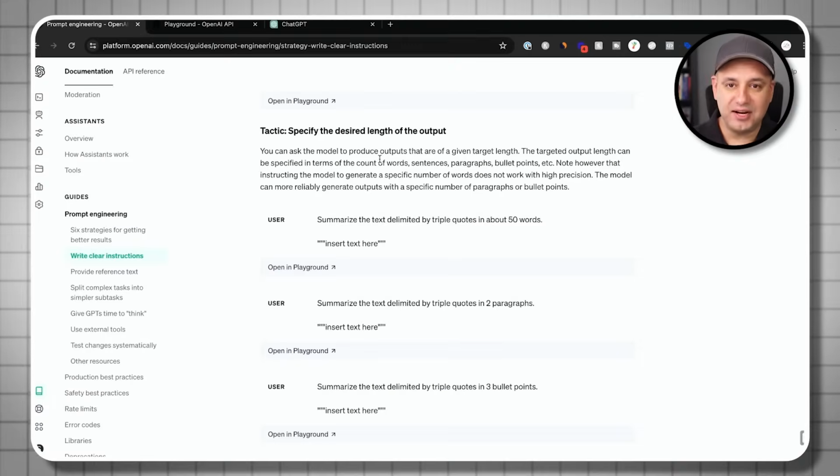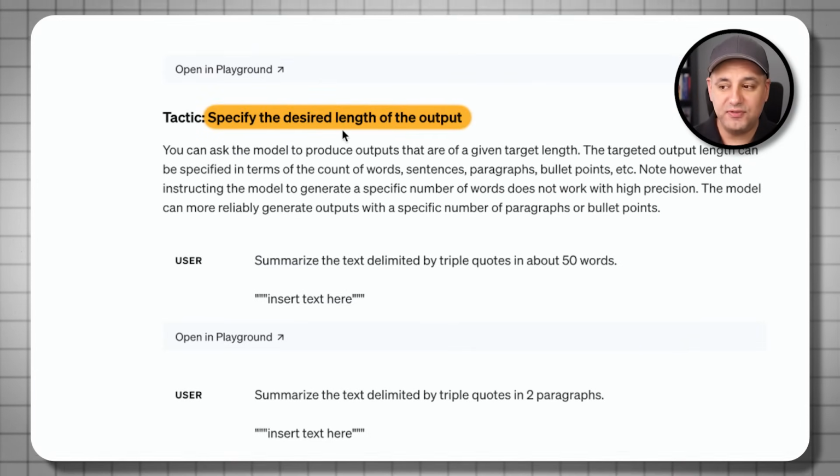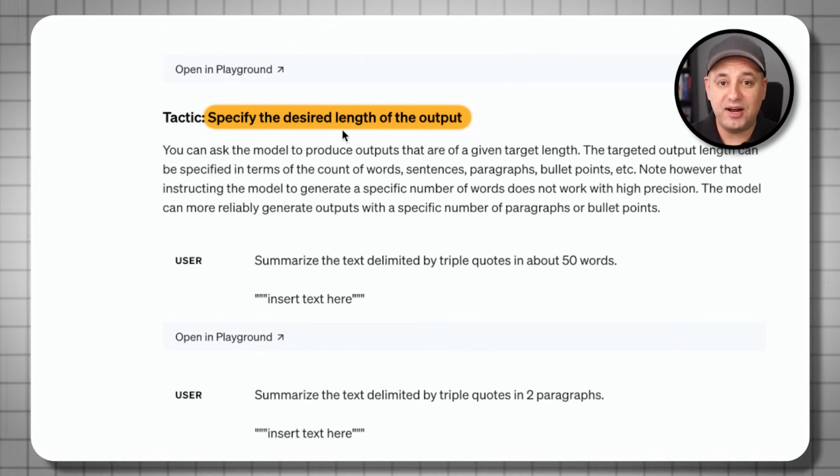Now, this next tactic a lot of people use already, but specify the desired length of the output. So if you don't give it any kind of instructions on what kind of output, sometimes it gives you 2 pages, sometimes it gives you 1 sentence.